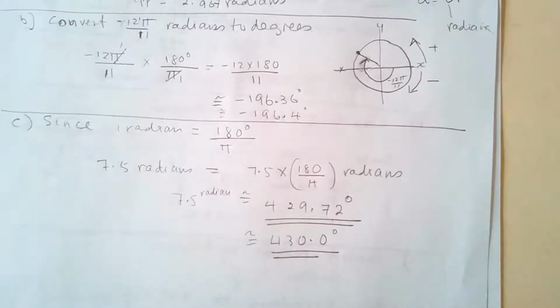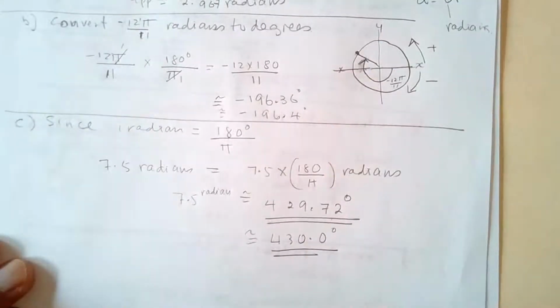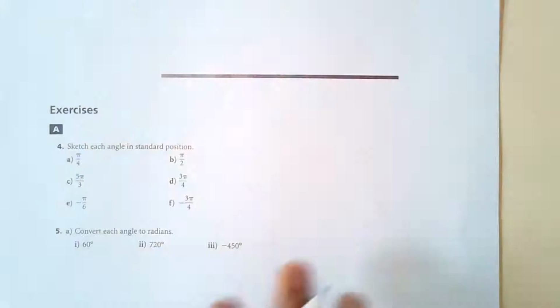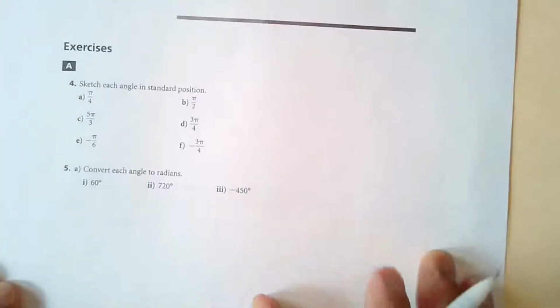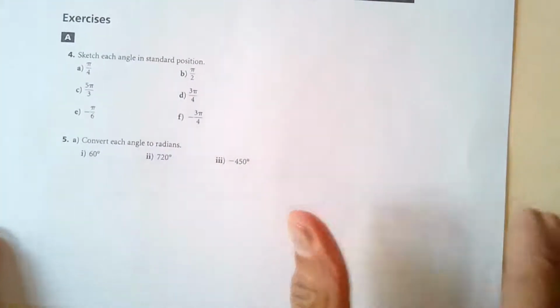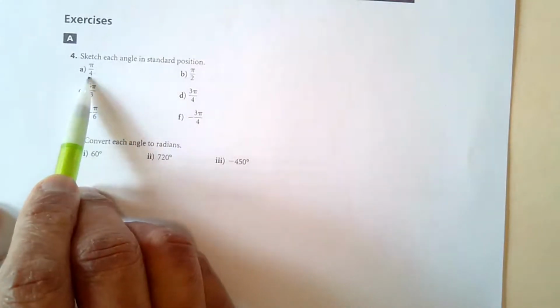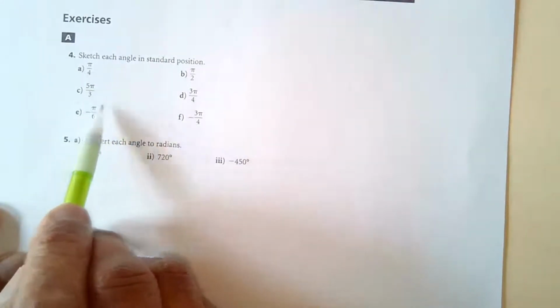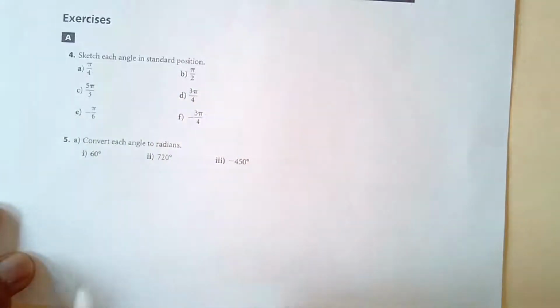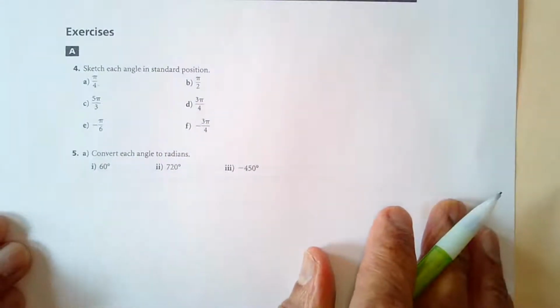So that's converting angles, which seems quite straightforward in many ways. So we'll continue to use these. Now, if you go to the next set of questions, these are easily sketched. Pi over 4 is at 1/3. So you can convert these to degrees, but you don't have to.